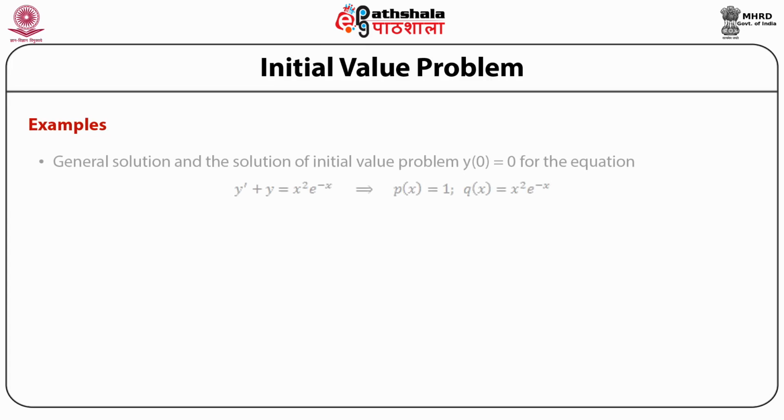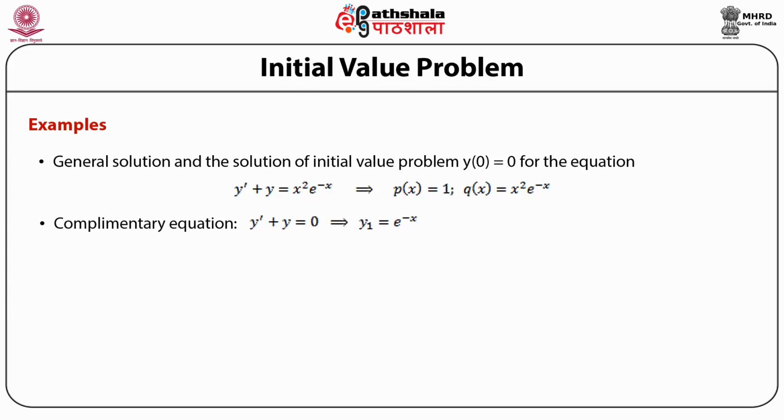First is to find the general solution and the solution to the initial value problem y(0) = 0 for the equation y' + y = x² e^(-x). So p(x) = 1 in this equation and q(x) = x² e^(-x). Now, the complementary equation is y' + y = 0. So the solution will be y1 = e^(-x).